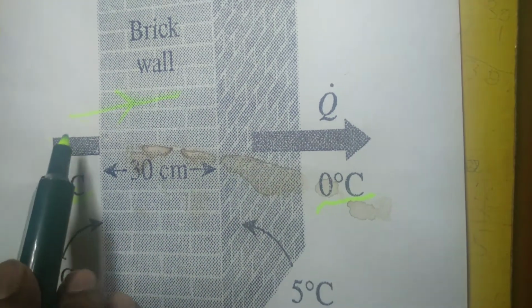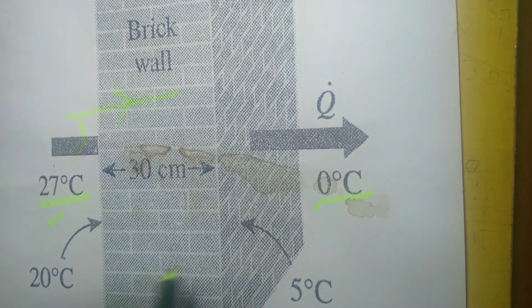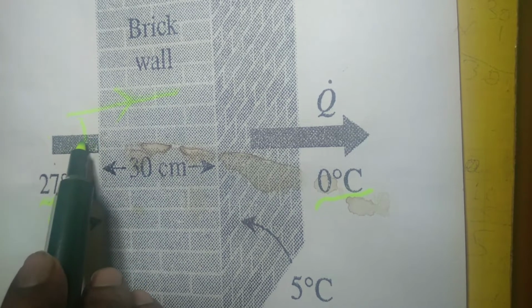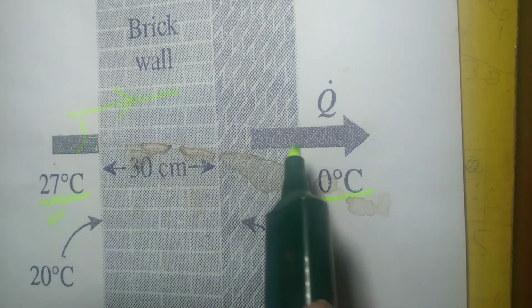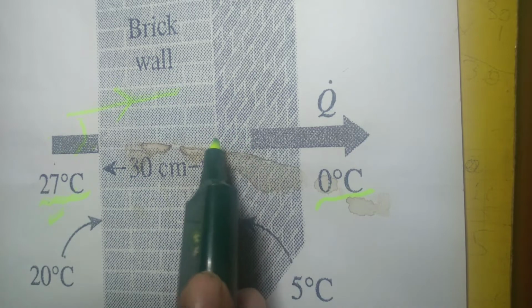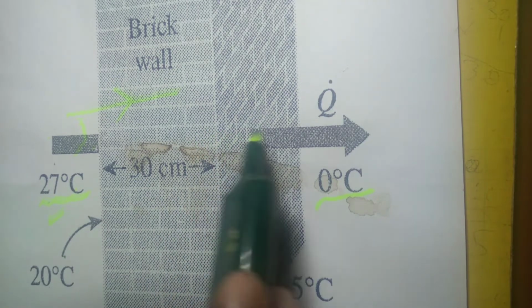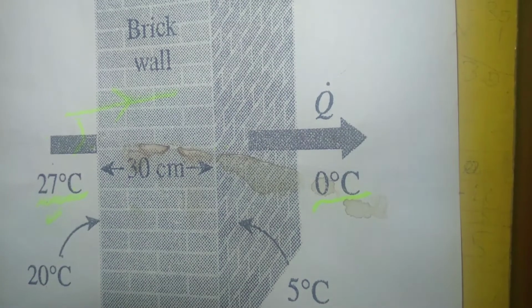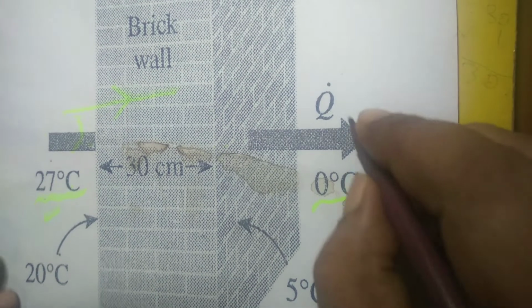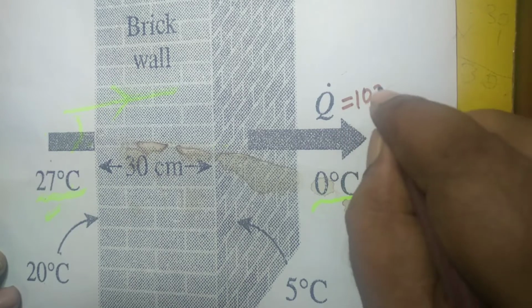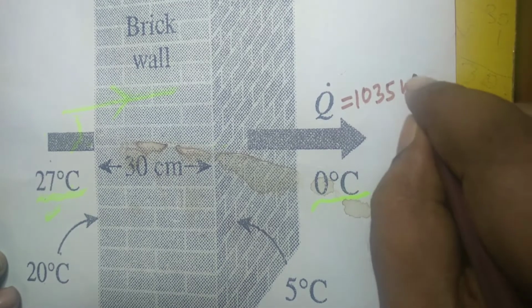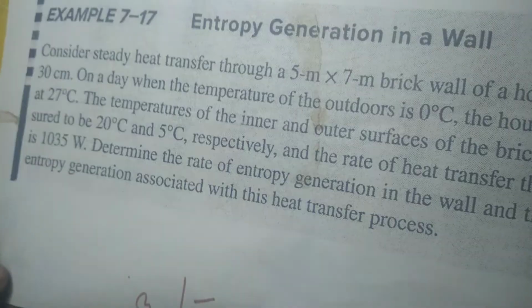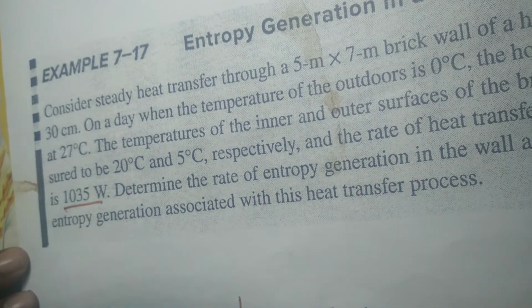So whatever heat is flowing here, this is the wall, and at one side of the wall whatever heat flows, that same amount of heat also flows outside on the other side of the wall, and that magnitude is 1035 watt. That is given in the question, 1035. This is q dot, the rate of heat transfer.